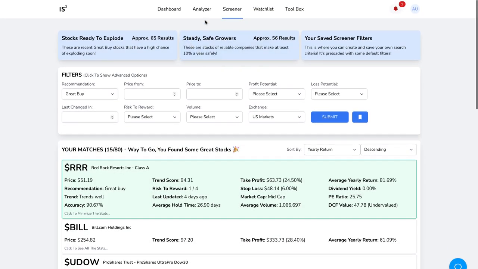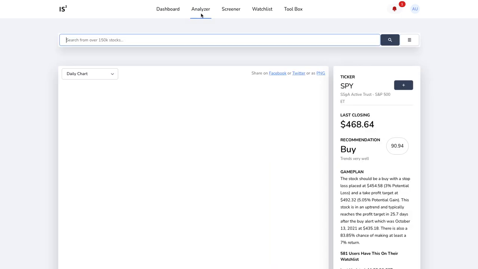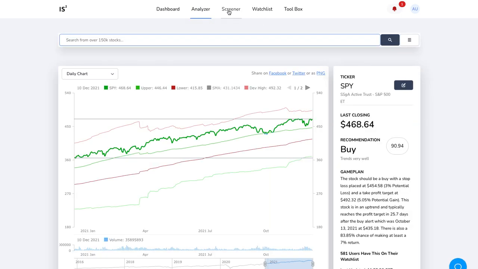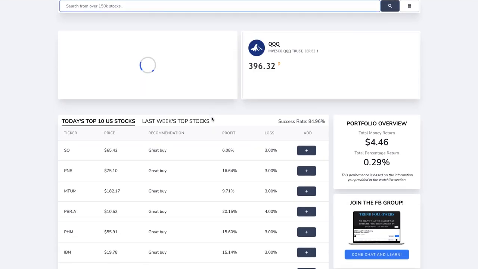In addition to that, that is how you find stocks. The next step is, where do you buy stocks? How to know when to buy and when to sell. That's exactly what this is for. So let's actually go to the dashboard and let's take one of those stocks.